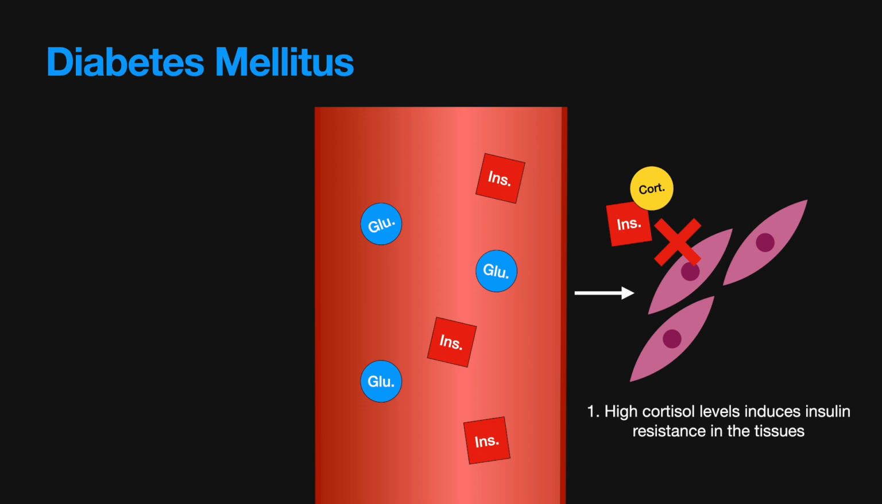As mentioned at the beginning of the lecture, hyperadrenocorticism can also lead to diabetes mellitus. This is because high cortisol levels induce insulin resistance in the tissues. Consequently, glucose is not taken up by the cells and remains in the bloodstream, causing a hyperglycemia.